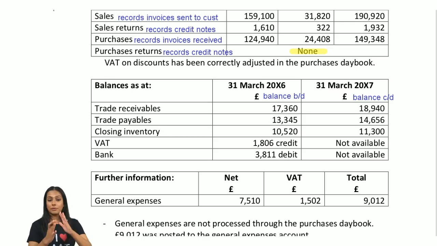we start off at the beginning of the period and what amount we should end up with at the end of the period. So we've got trade receivables, trade payables, closing inventory, VAT, and the bank balance. Trade receivables represents the amount our customers owe us. Trade payables represents the amount that we owe our suppliers.